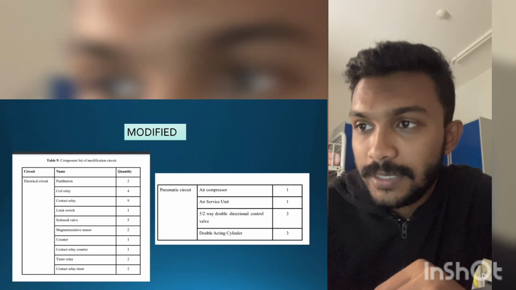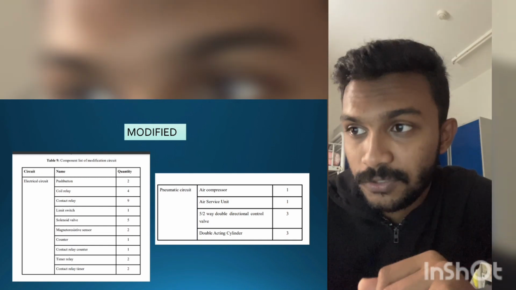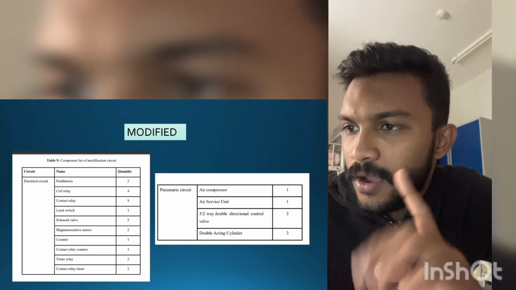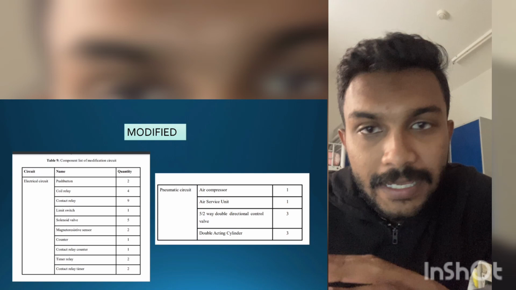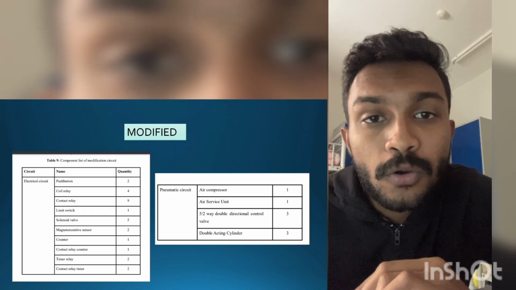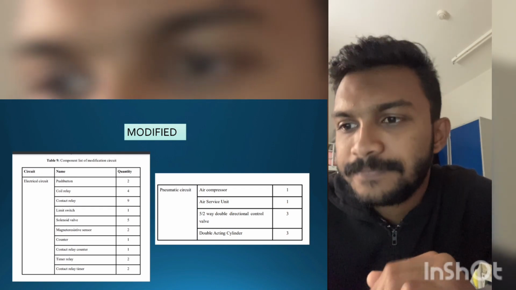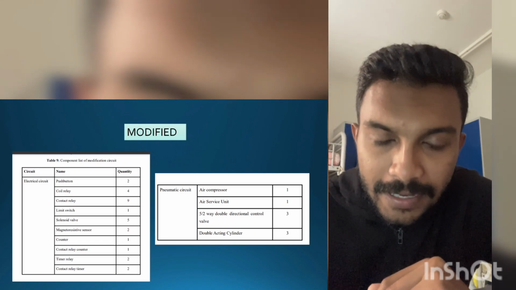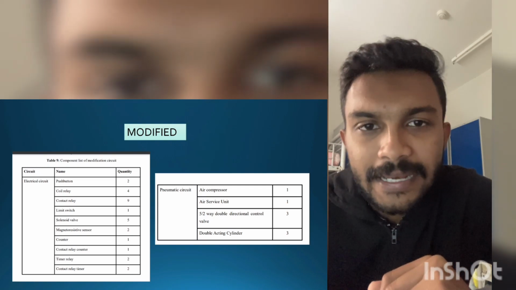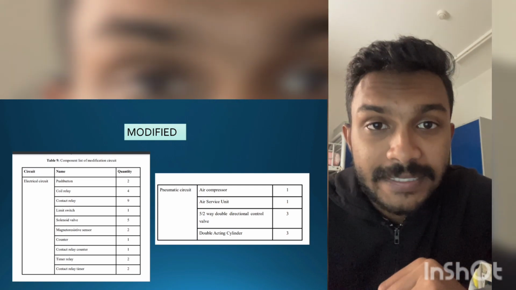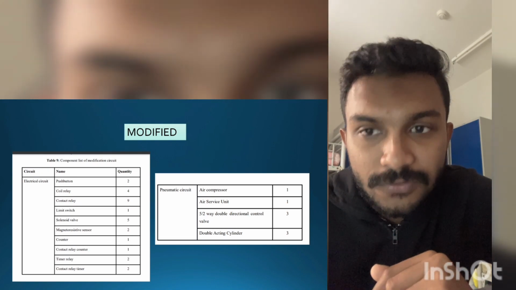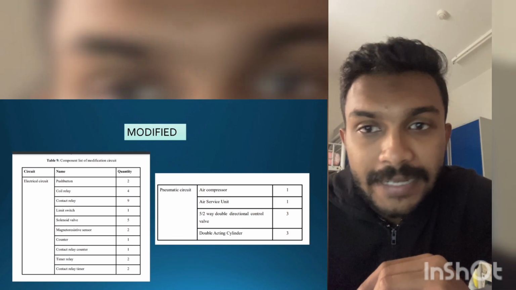In this slide I have shown the component list in the modified circuit. First of all, in the electrical circuit, I have used 2 push button, 4 coil relay, 9 contact relay, 1 limit switch, 5 solenoid valve, 2 magneto-resistivity sensor, 1 counter, 1 counter contact relay, 2 timer relay, and 2 timer contact relay. Okay, moving to the pneumatic circuit: 1 air compressor, 1 air service unit, 3 5-way double directional control valve, and 3 double acting cylinder.